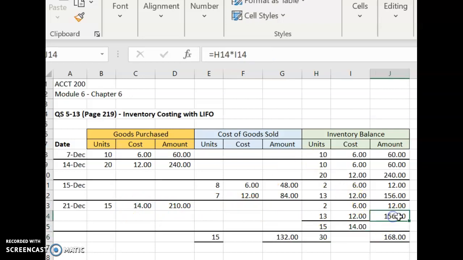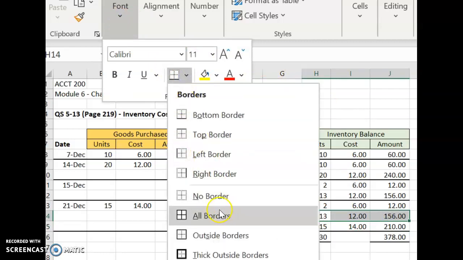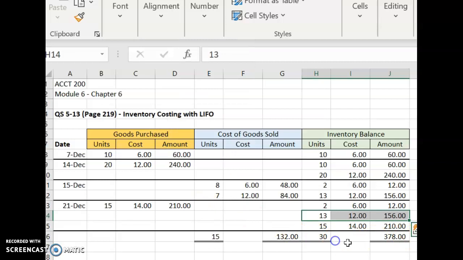I'm going to go ahead and copy this down. Now because I copied, I wound up with a border there that I don't want. So I'm going to just get rid of that and say no border. Okay, everything should be totaling properly. And so the units that I sold were 15. They have a total cost of $132. So of my goods available for sale, $132, 15 units were sold. $378, 30 units remain in ending inventory.